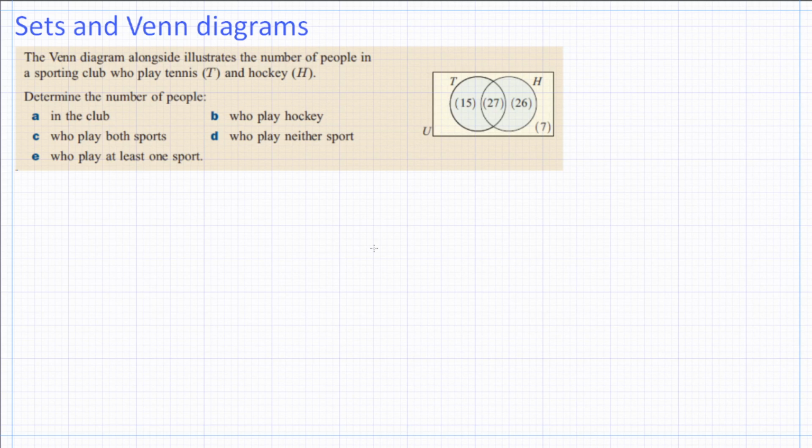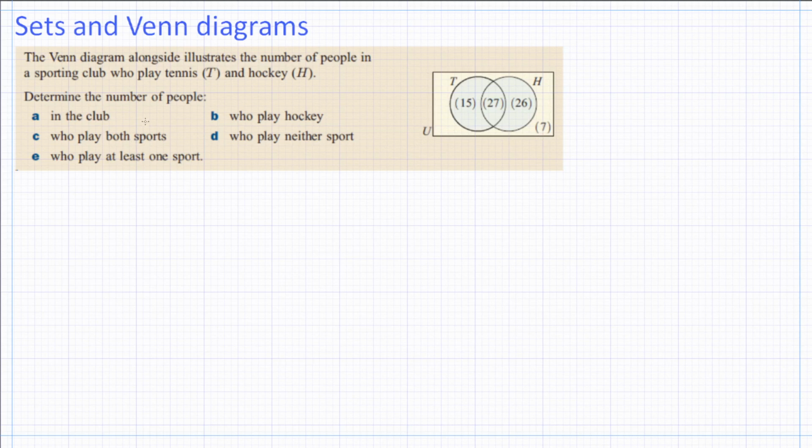So, this first one, the Venn diagram alongside illustrates the number of people in the sporting club who play tennis and hockey. So we've got here a set T, and we've got set H, right? Tennis and hockey. So if we interpret this data, you can already see that there are a few people who do only tennis, 15. There's 26 people who play hockey. There's 27 people who play both. And 7 people who play nothing. So, letter A.